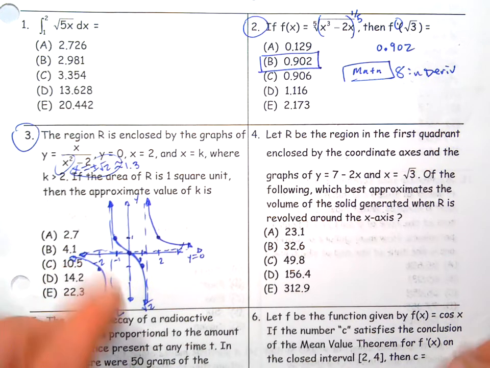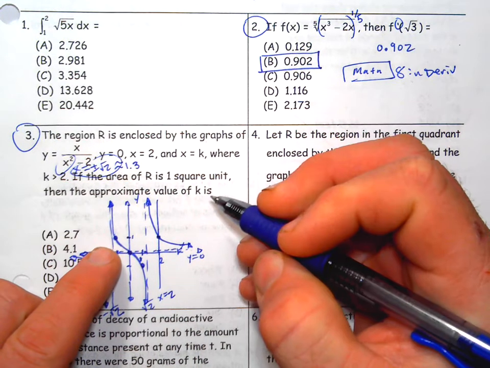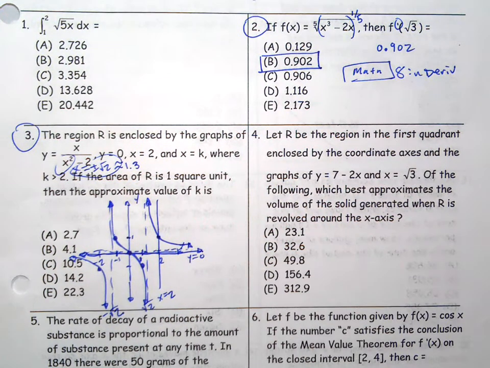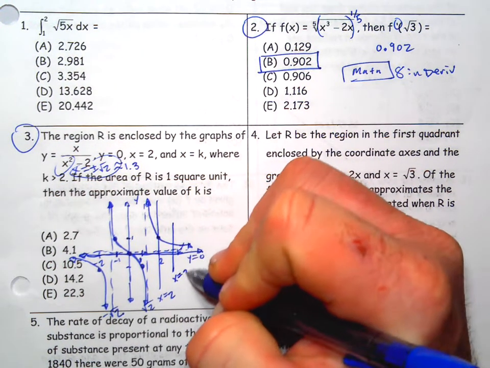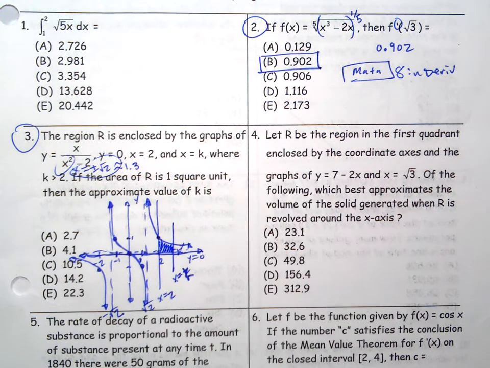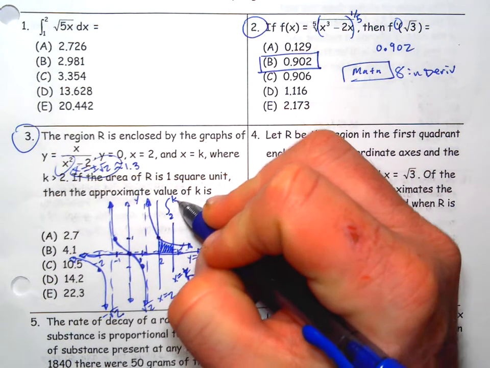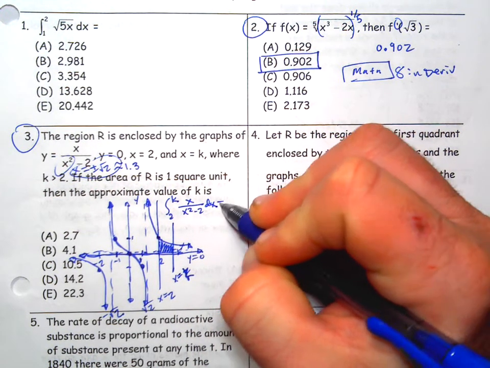Okay, so we're looking at x equals 2, which is a vertical line, and we're looking at y equals 0, which is the x-axis, and then we're looking at x equals k, and it says where k is greater than 2, so k is definitely to the right of 2. We're looking at the area here, and it says that the area is 1 square unit. So what's the value of k? What we're going to have to do is set this up like we're going to integrate it: the integral from 2 to k of x over x squared minus 2 dx, and it should equal 1.